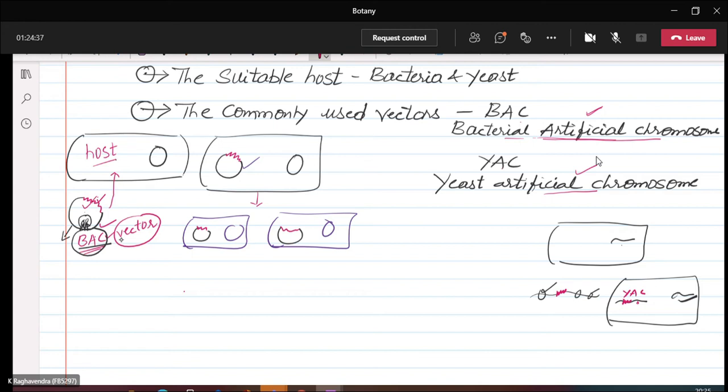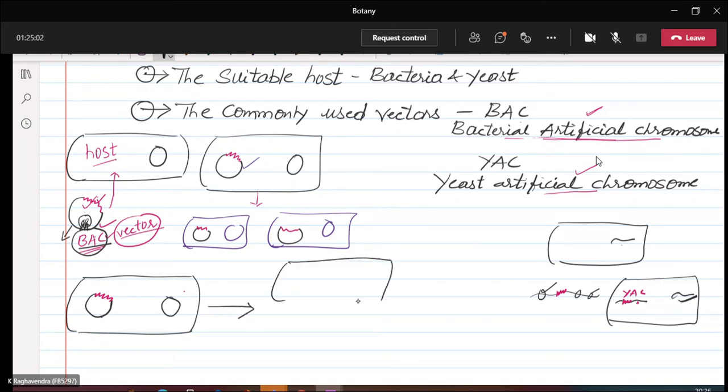So this is a vector. If this vector does not have an origin of replication, it is not possible. If it does not have an origin of replication, what happens? The result will be different. Let me show you that also. See, for example, this is a bacteria's main genome. As you said, it must and should have an origin of replication. This is the desired fragment. What happens? I'll tell you.